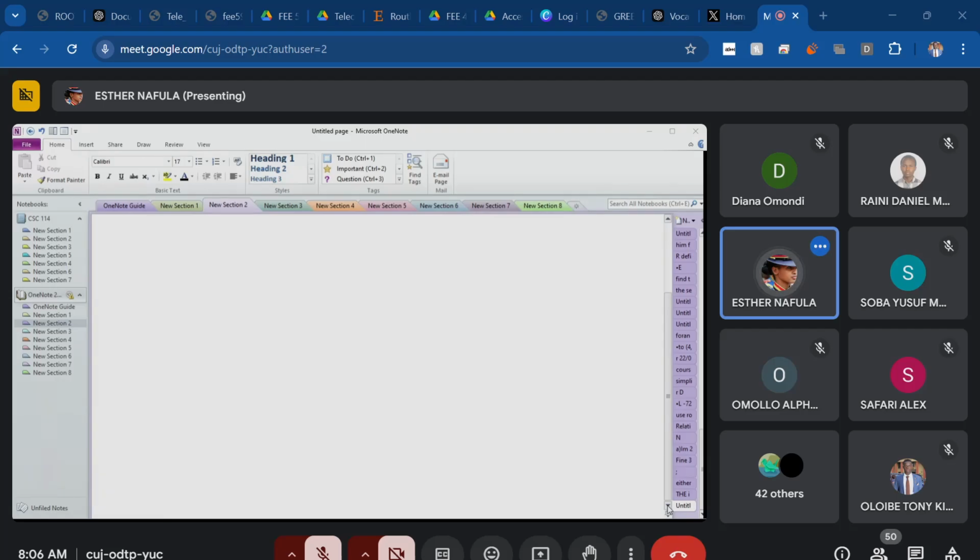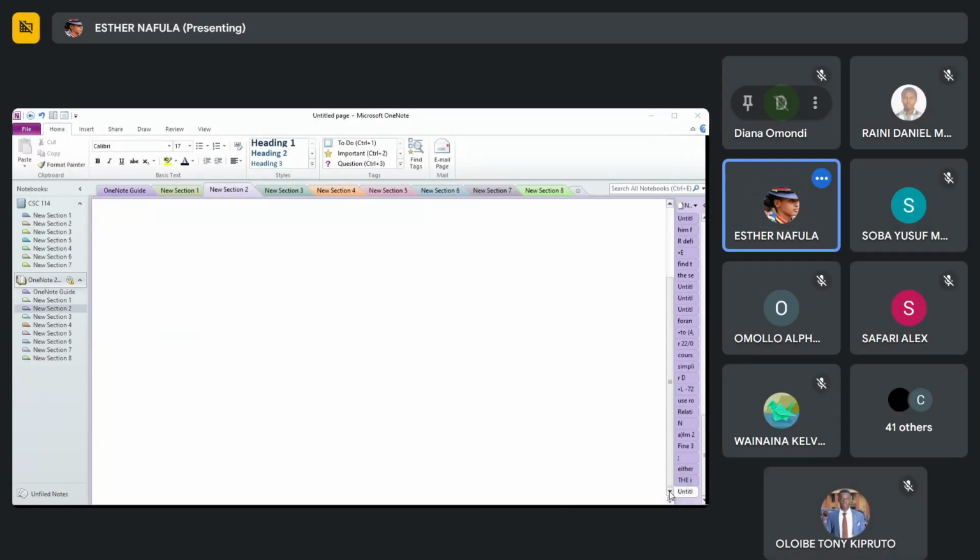Can you guys see my screen? Engineers? Yes.